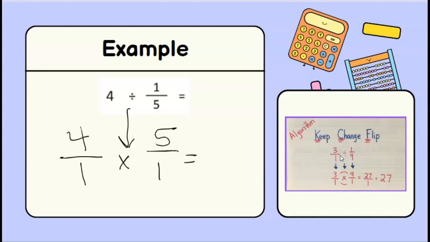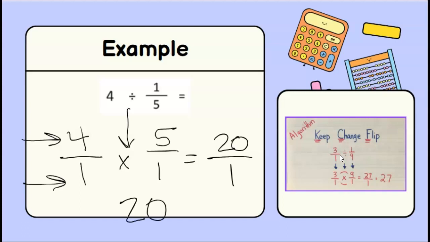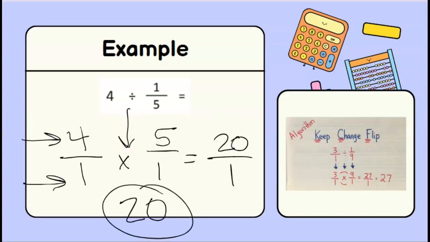Now I've created an equation where I'm multiplying fractions, and when I multiply fractions, I know I just multiply the numerators, and then I multiply the denominators. So 5 times 4 is 20. 1 times 1 is 1, and I know any number over 1 is a whole number. So essentially, I have found that 4 divided by 1/5 is 20. Continue on for more practice problems to follow these steps.